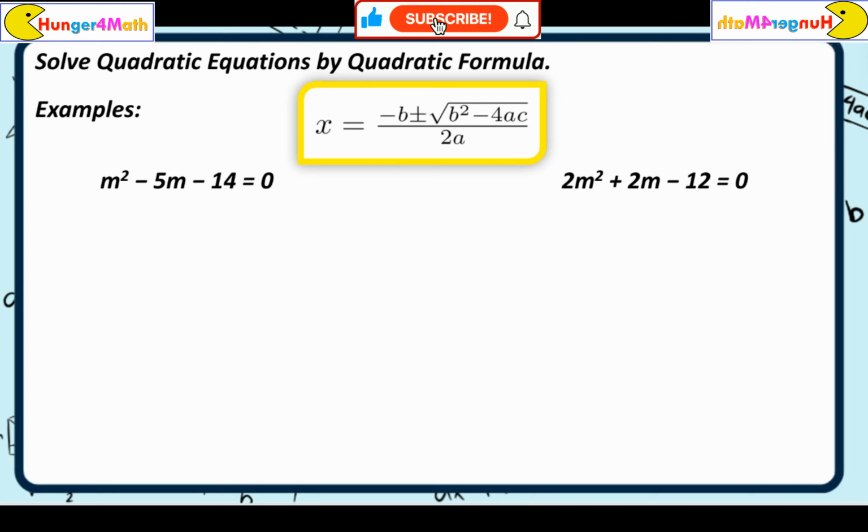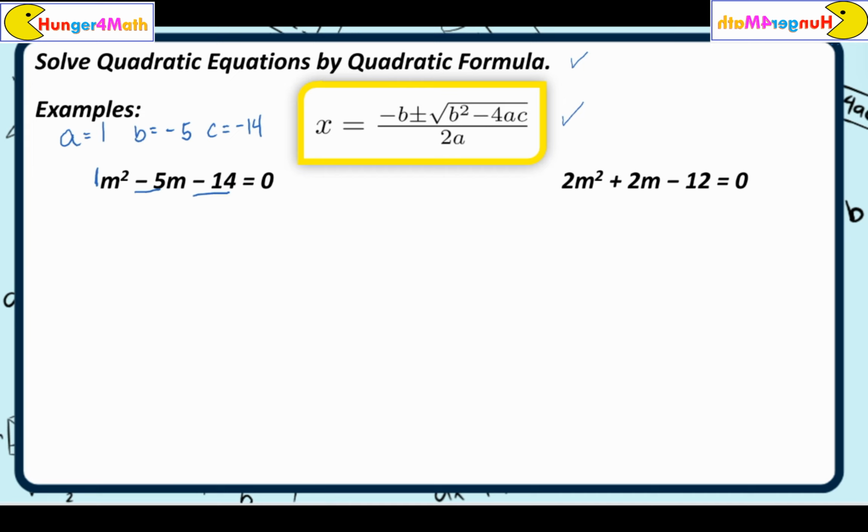Next example is solving quadratic equations by the quadratic formula. And the quadratic formula is x is equal to -b plus or minus the square root of b squared minus 4ac, all over 2a. For our first example, we have m squared minus 5m minus 14 is equal to 0. So we need to get the values of a, b, and c. So a is equal to 1, which is the 1 over here. And then b is -5. And c will be -14.